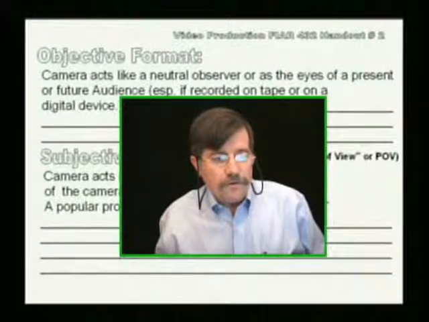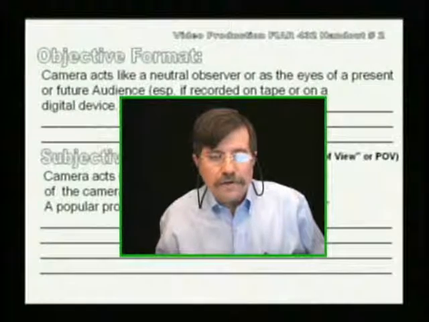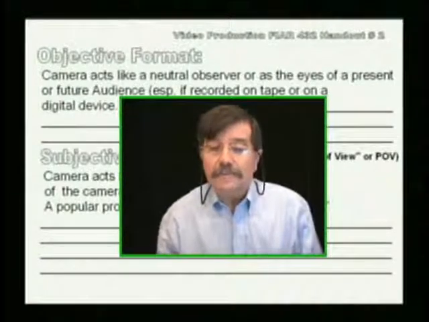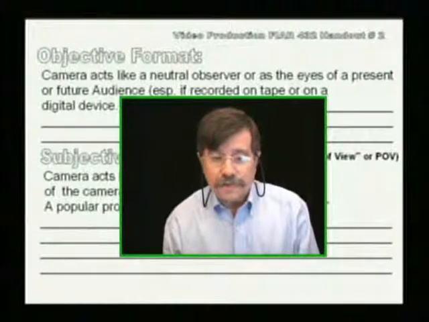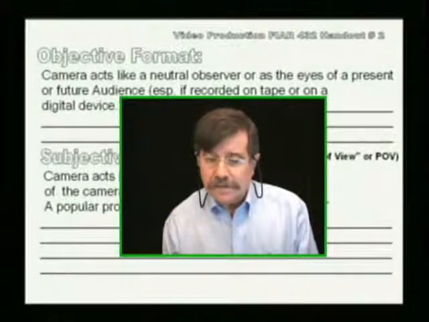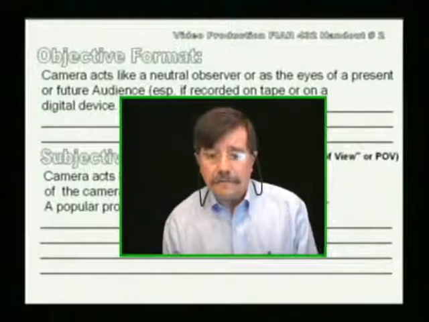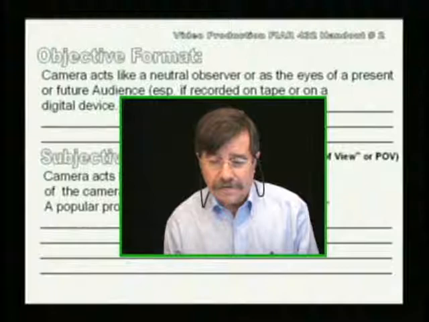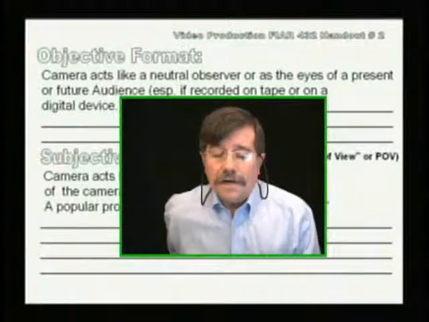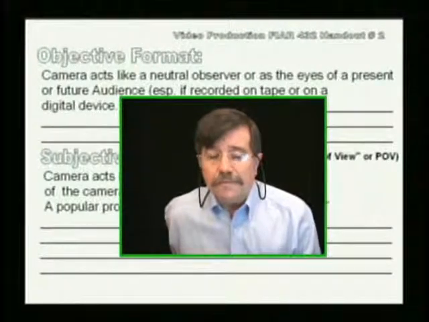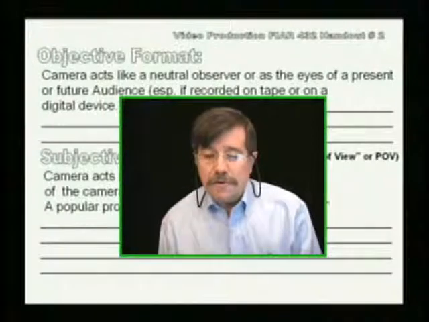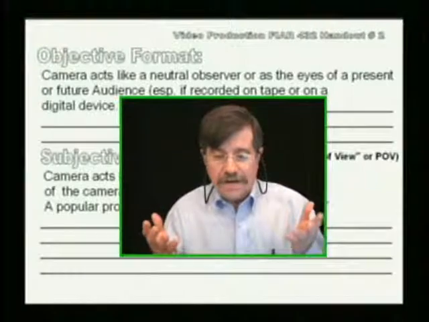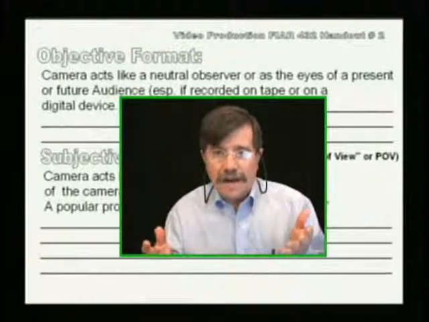You are looking through the camera as a neutral observer, as eyes on a present, or acting as the eyes of a present or a future audience. The reason we say present, it could be a live camera production, in which case people are seeing it live. In the case of this, it's actually been taped, digitized, and streamed, and so this has been prepared for a future audience. So what you're looking at here is basically an objective camera shot.